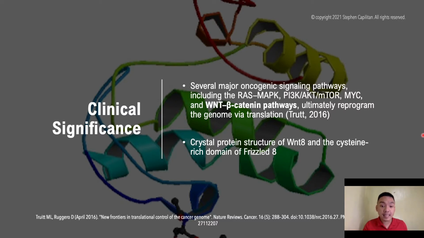The WNT beta-catenin pathway was identified for its role in carcinogenesis, then for its function in embryonic development. This embryonic development process controls body axis patterning, cell fate specification, cell proliferation, and cell migration. And what you see in the background is a crystal protein structure of WNT8 and the cysteine-rich domain of frizzled A.